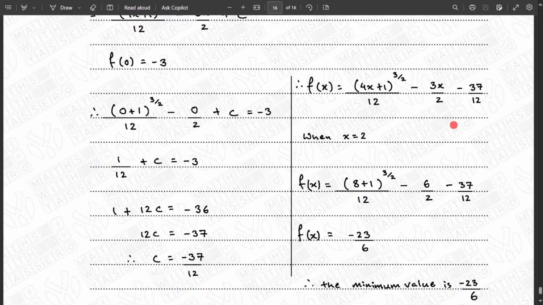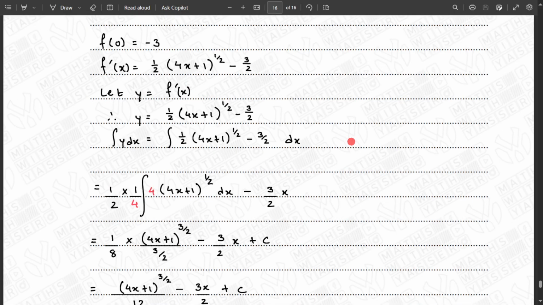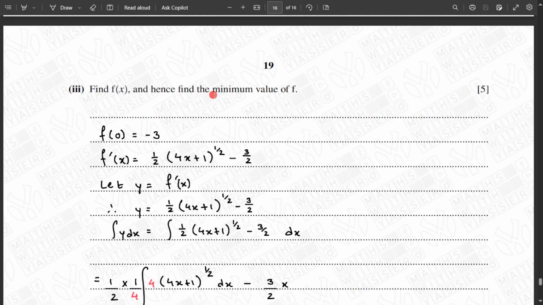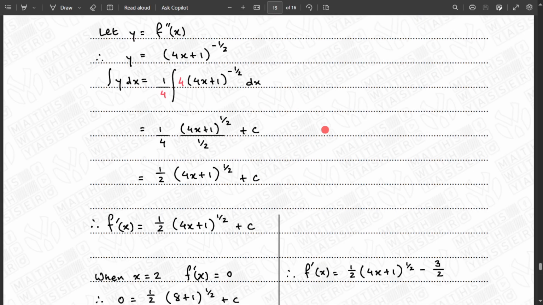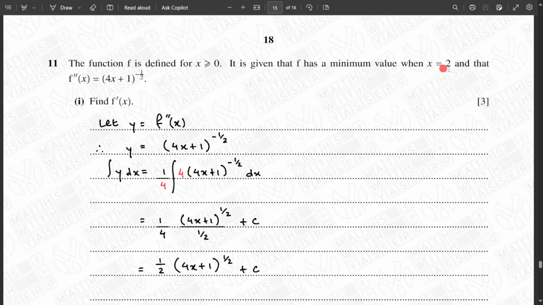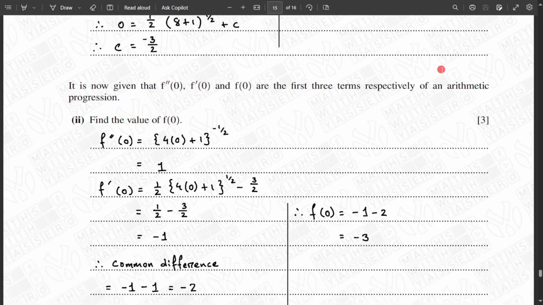So what we are still required to find is the minimum value of f. We need to find the minimum value of f. And we know that the minimum value occurs when x is equal to 2.